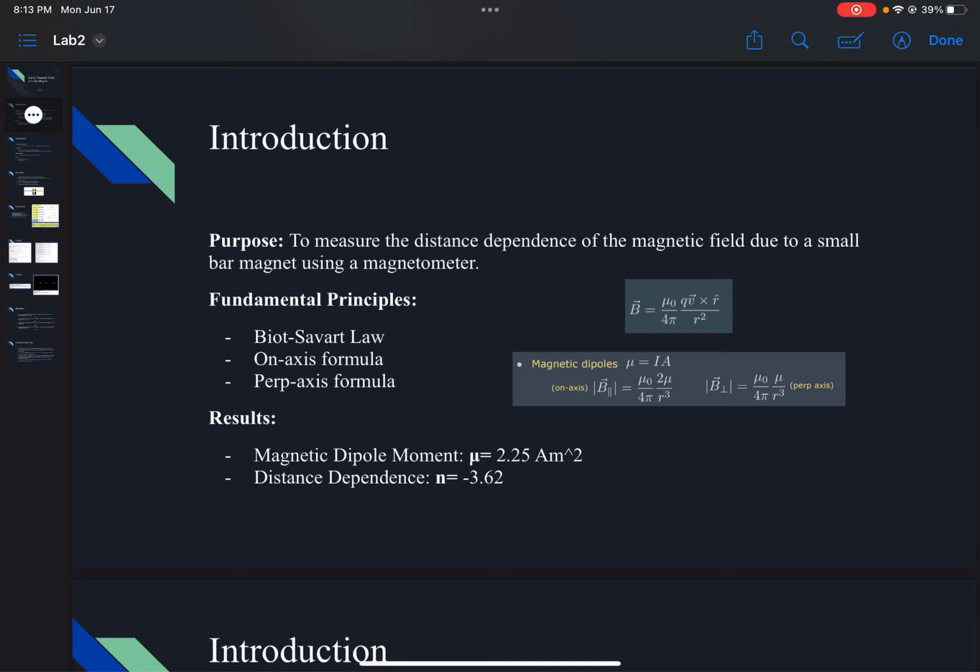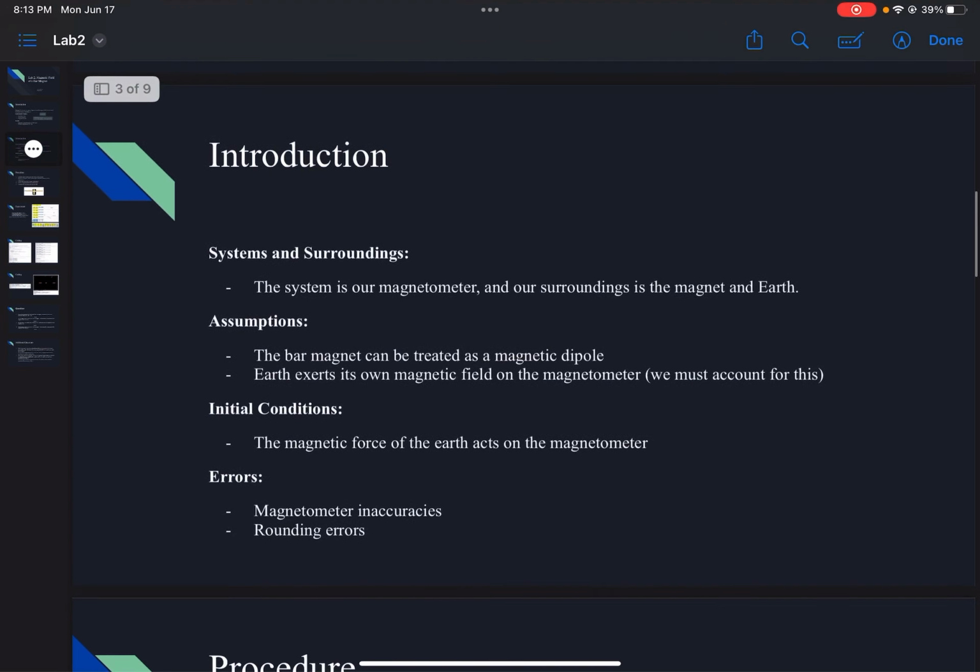My results are down below. I got the magnetic dipole moment to be 2.25 and the distance dependence to be negative 3.62. Systems and surroundings. The system is our magnetometer and our surroundings are a magnet and Earth.